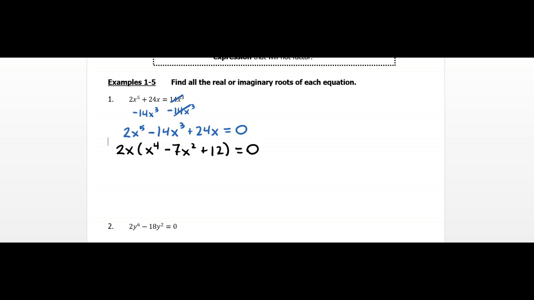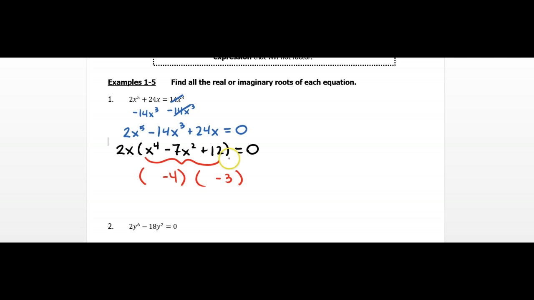From there, I want to check my trinomial. Okay, I've got x to the 4th minus 7x squared plus 12. Well, I know of factors of positive 12 that combine to get negative 7. I can use a negative 4 and a negative 3. And because the exponent on this middle term is half that of the exponent on the first term, I can factor this like a regular trinomial. Okay, so I know I'm going to use a minus 4 and a minus 3 in this.